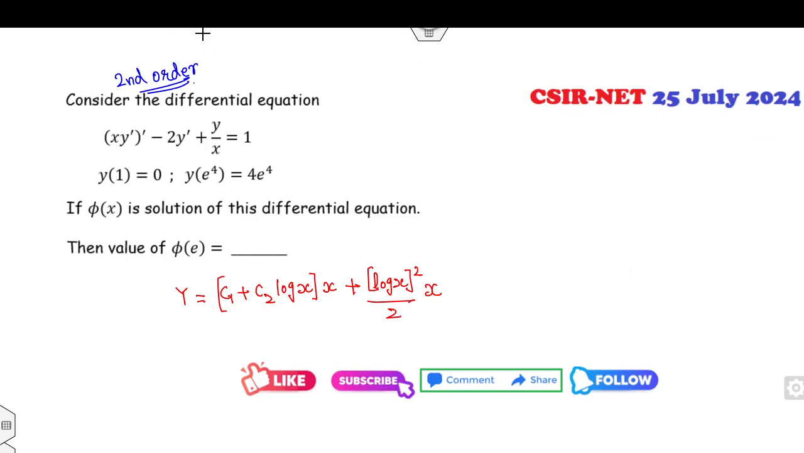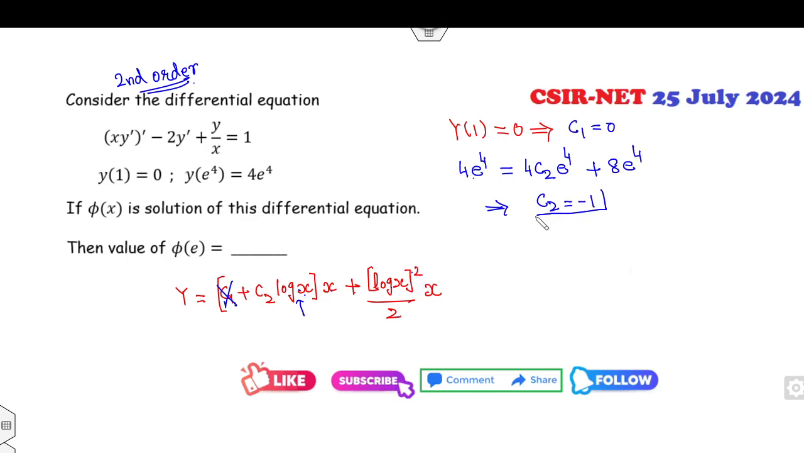Now y of 1 is 0. y of 1 is equal to 0. What does it mean? Log 1 is 0, so that is only c1, so c1 will be 0. y of e raised to power 4, so e raised to power 4 is, since this number is my 0, e raised to power 4, that is 4 c2, x is my e raised to power 4 plus this is my 4, 4 raised to power 2 is 16, 16 over 2 is 8 e raised to power 4. So can you find the value of c2? c2 is my minus 1.